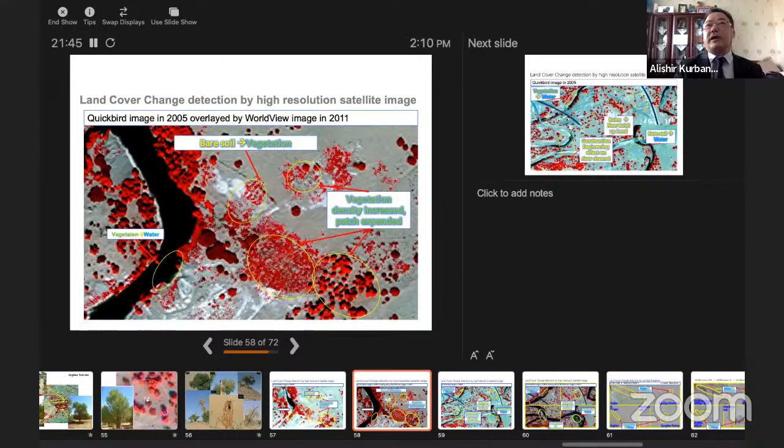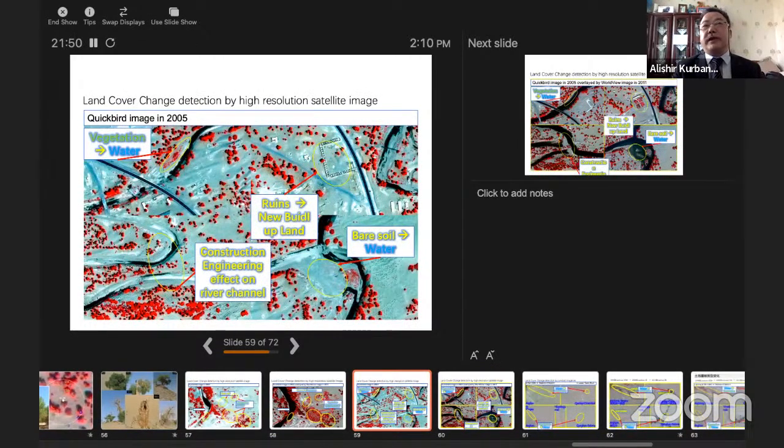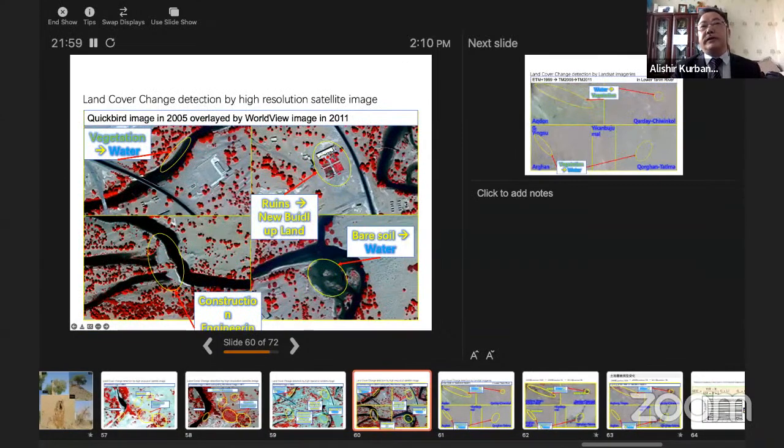And also sometimes we can find the effect of construction engineering and the changes of the river. You can see here the construction of an artificial dam to let the water go through faster to the lower reaches. Then they blocked this part, and later some of the planted trees here were destroyed, and later the water surface also disappeared from here.